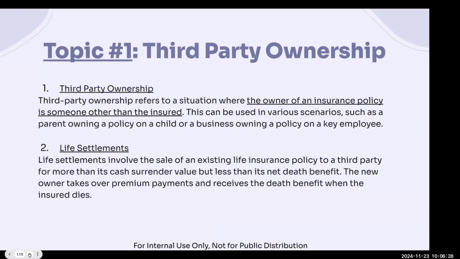So when we look at the definition of third-party ownership, this is where the owner of an insurance policy is someone other than the insured. So as I mentioned, it might be a business owning a policy and a key employee, but it can also be a parent owning a policy and a child, right? Because that's an example of where the policy owner is different from the insured.